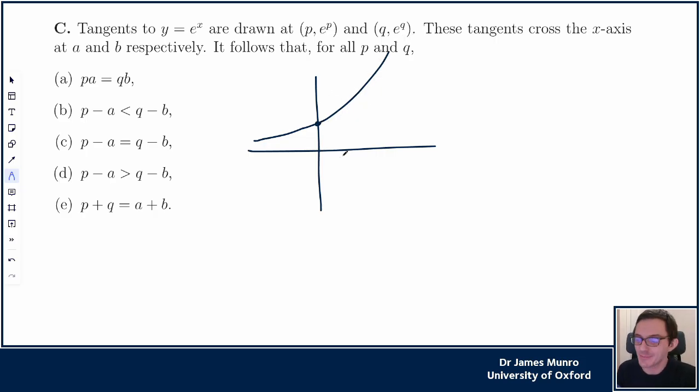It gets steeper and steeper as it goes. That's y equals e to the x. And we draw two tangents. One's at p comma e to the p, and the other one's at q, e to the q. I'd like to think about the first one first.